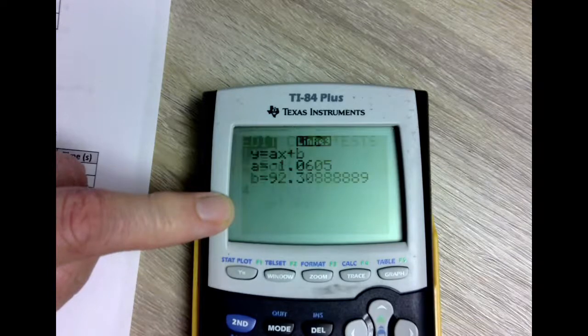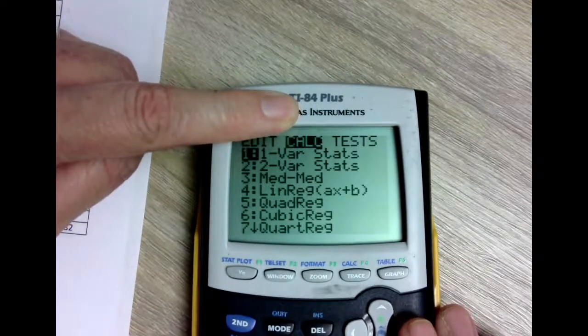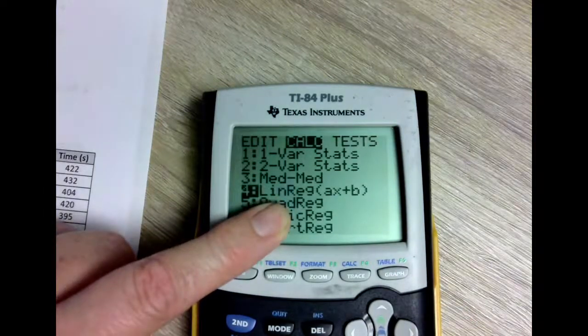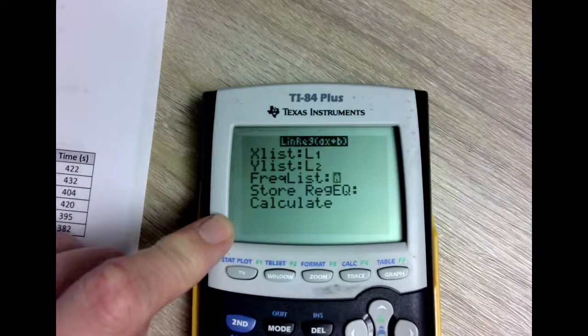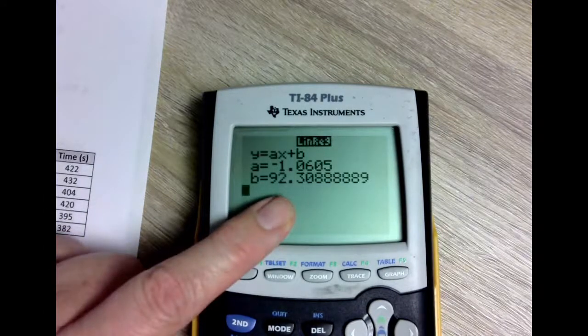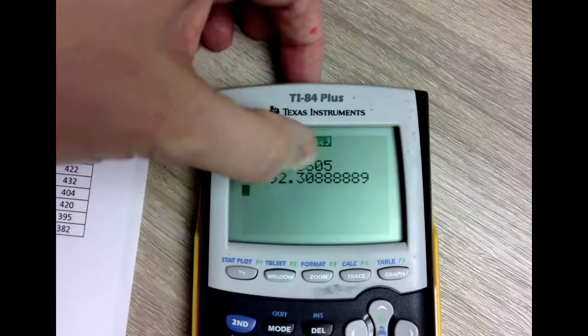Okay, you hit stat. You moved over to calc. And you're going to do a line reg, so a regular line. You're going to push enter on that, and you're going to push enter until you get to calculate. You're going to push enter again, and it's going to tell you this. That is our y equals mx plus b. So the a is our m, and our b is our b.